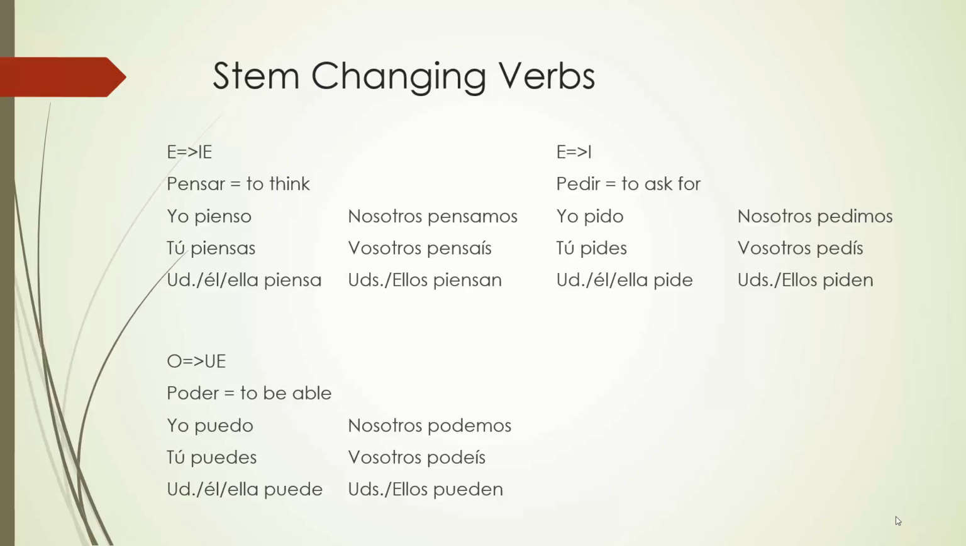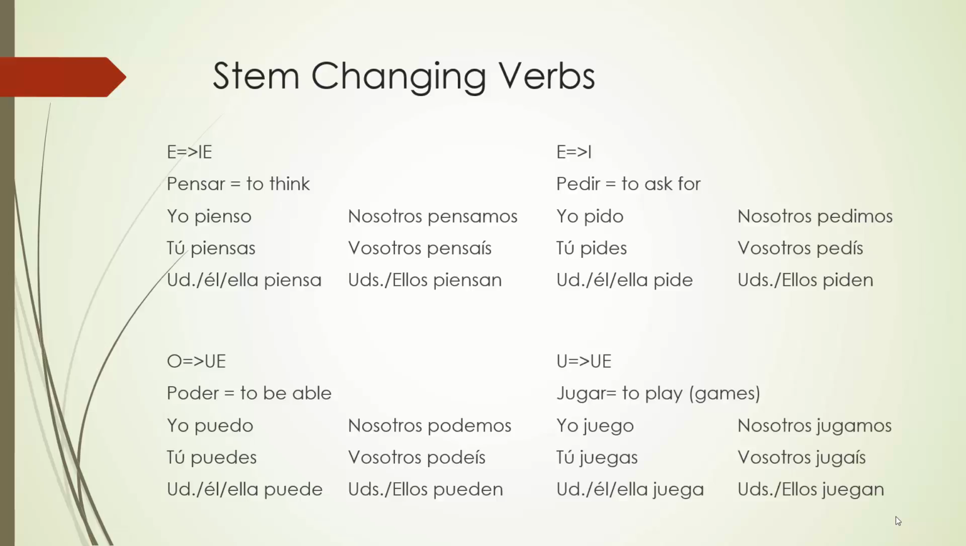The next type of stem changing you have is O to UE. So, for example, poder means to be able. You think you'd just drop the ER and end up with a stem of pod, but no, it becomes puedo, puedes, puede, and pueden. But nosotros and vosotros never change, so podemos and podéis. And then the only U verb that stem changes in the language, U to UE, is jugar, to play games. Juego, juegas, juega, juegan, but jugamos and jugáis.